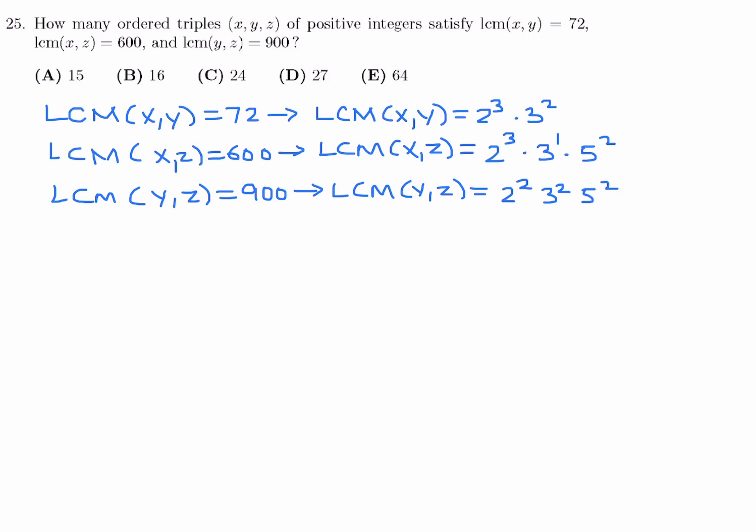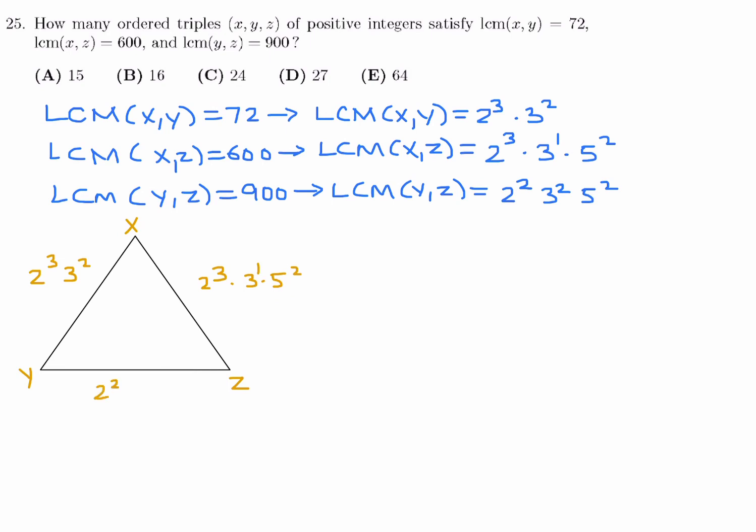Okay. So what I'm going to do is use some triangles to kind of illustrate all this. I hope it helps. So if you have x, y, and z, let's see what we get. Well, x and y have a least common multiple of 2 to the power of 3, 3 to the power of 2. And then x and z, 2 to the power of 3, 3 to the power of 1, and 5 to the power of 2. And y and z are 2 to the power of 2, 3 to the power of 2, and 5 to the power of 2 with regard to their least common multiples.